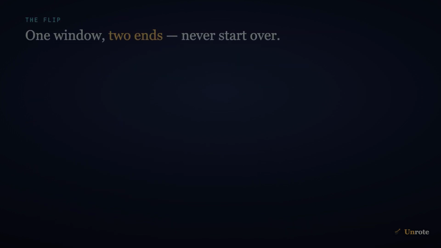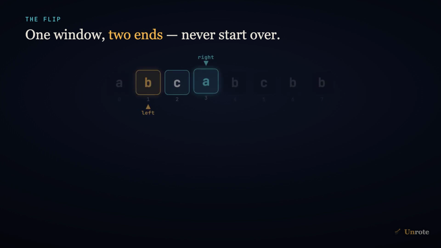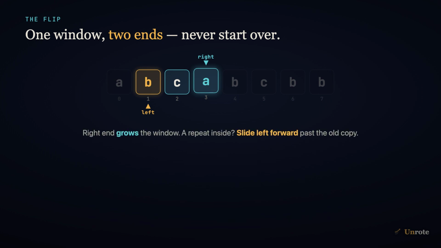Don't think in substrings. Think of one window with 2 ends, a left and a right. You push the right end forward to grow the window. The moment a character repeats inside it, you slide the left end forward, just enough to drop the old copy. The window never goes backwards. Watch it run on A, B, C, A, B, C, B, B.